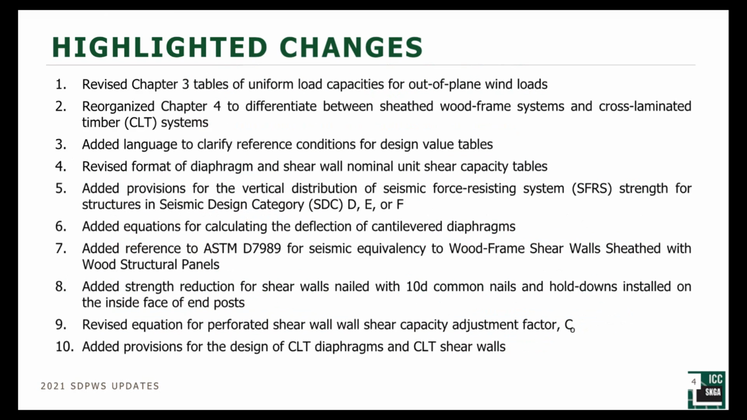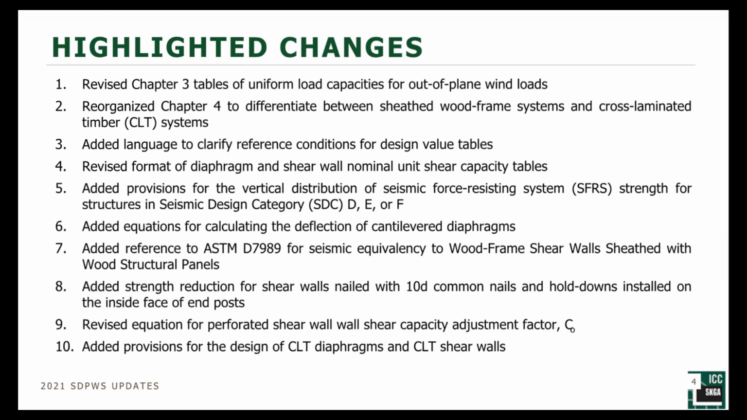So the top 10 changes, if we were to try to condense them into one list, is presented here. They revised the Chapter 3 tables of uniform load capacities for out-of-plane wind loads. We've reorganized Chapter 4 to differentiate between our traditional sheathed wood frame systems and the new cross-laminated timber or CLT systems.